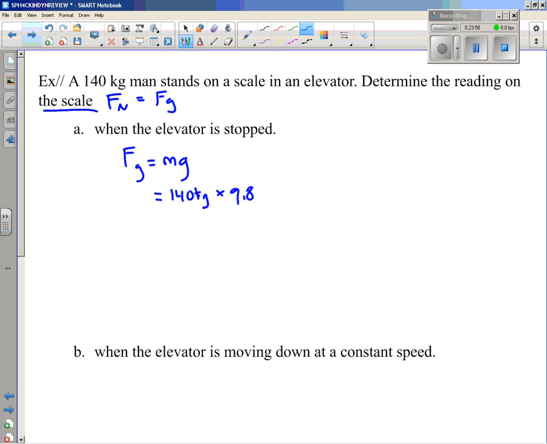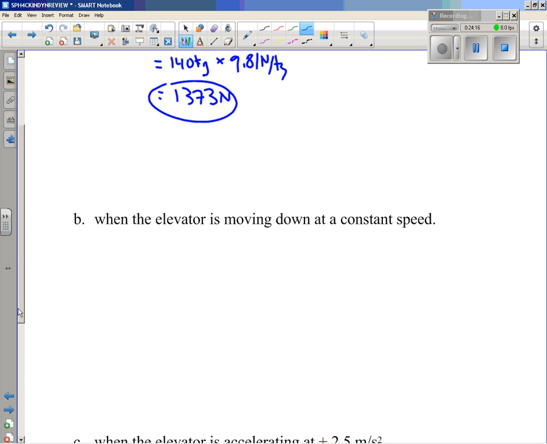Times 9.81 newtons per kilogram. Run that into my calculator: 140 times 9.81 gives me 1373 newtons. All right. Next, it says, what about if the elevator is moving down at a constant speed? Doesn't even give me the speed. Doesn't need to give me the speed, okay? Because as long as the acceleration is zero, and it is zero if it's going at a constant speed, then the weight that you feel is the same.